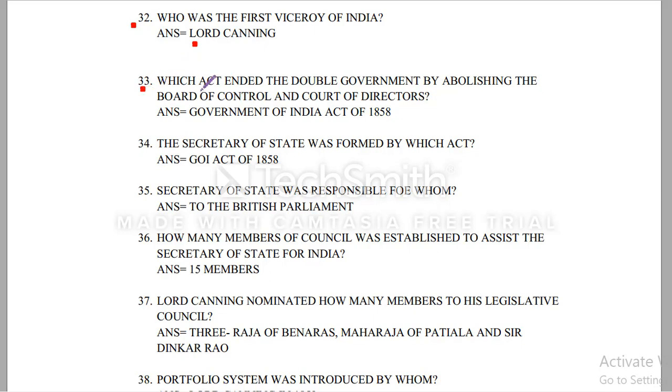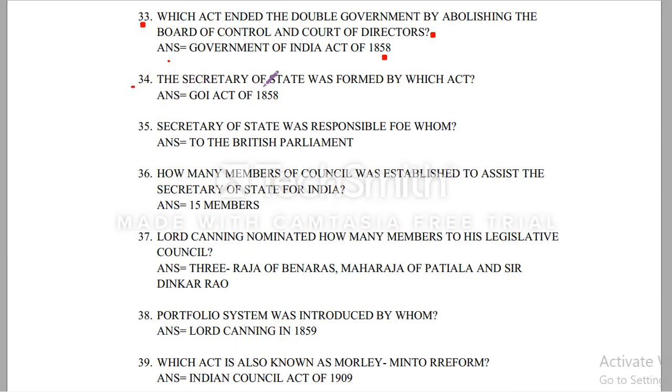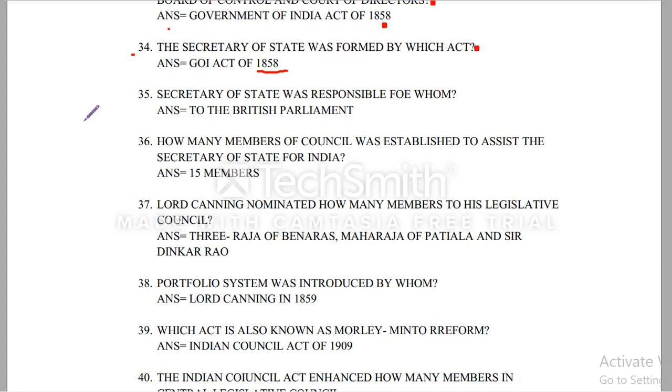Next, which act ended the double government by abolishing the Board of Control and Court of Directors? Answer is Government of India Act of 1858. Next, the Secretary of State was formed by which act? Answer is Government of India Act of 1858. The Secretary of State was formed.